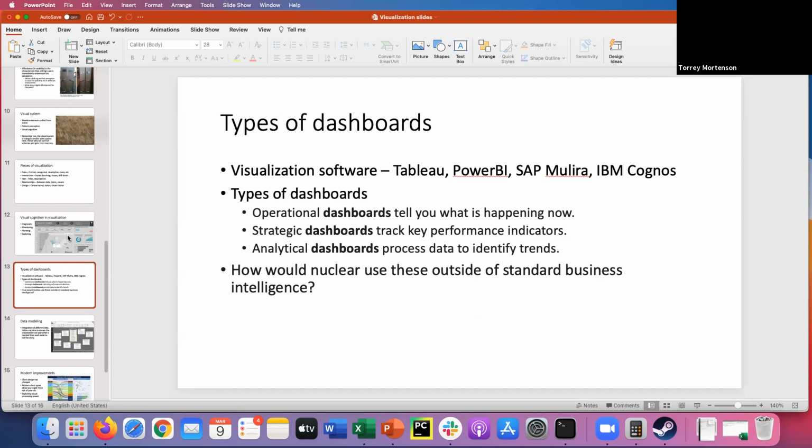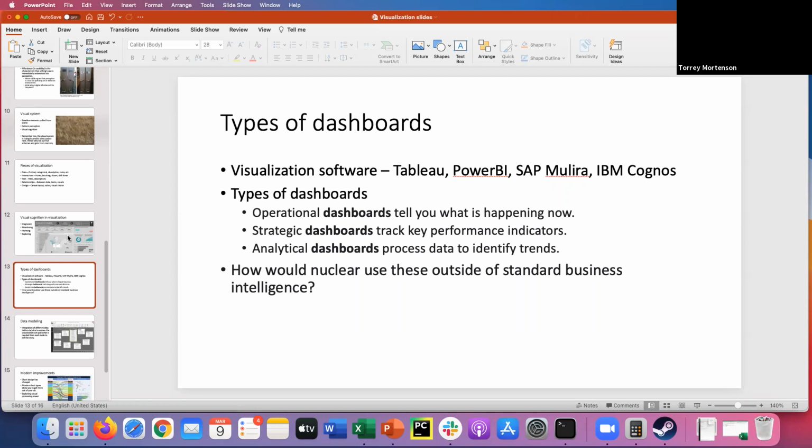Different types of dashboards. So visualization software that you might use. Excel can do charts and graphs. Those are still visualizations. When we're talking about dashboarding and visualization software, we're talking about something that has a little more capability. So Tableau and Power BI are the big ones that I think of. Power BI desktop, I believe, is available for free if you ever want to go get it. SAP and IBM have their own, and there's a ton of other ones, a ton of open source ones as well.